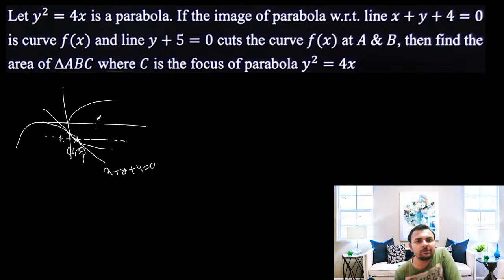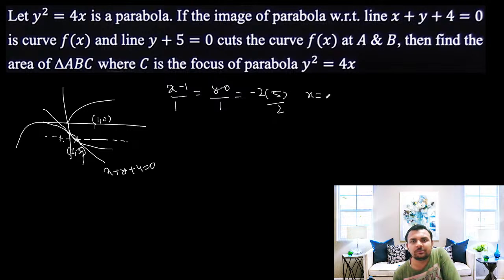So if we consider the focus and center of this one, center and focus will change. So if we do x minus 1 by 1, y minus 0 by 1 equal to minus 2 times 1045 by 2, x will become minus 4, y will become minus 5. So our new focus will become this.